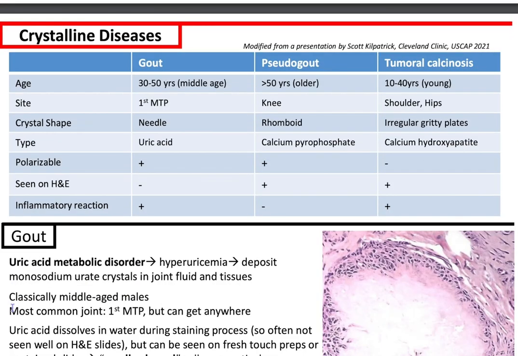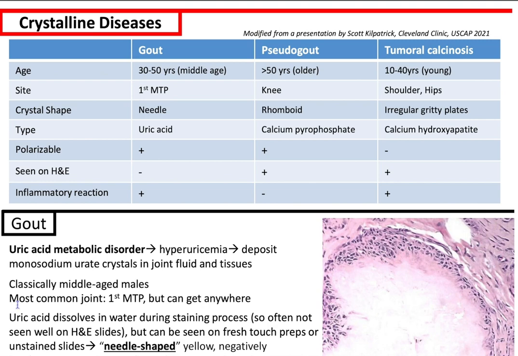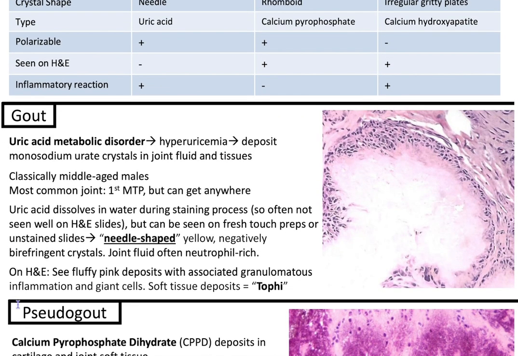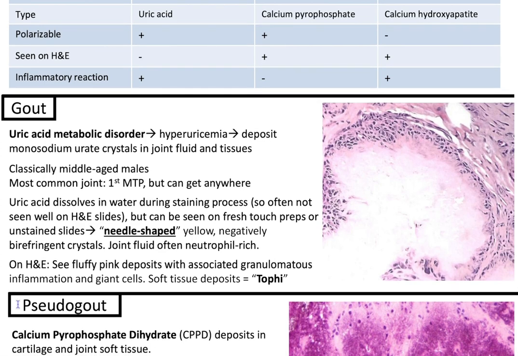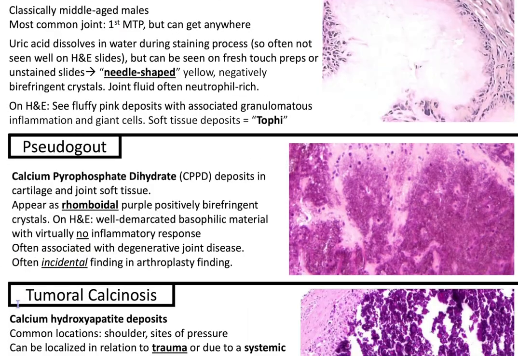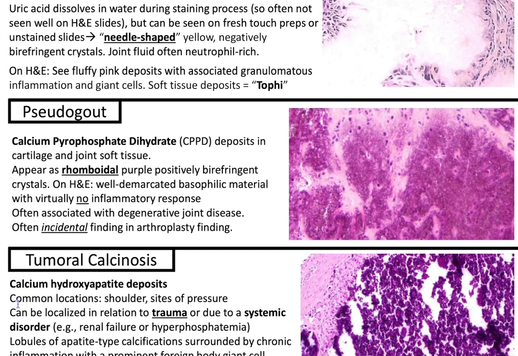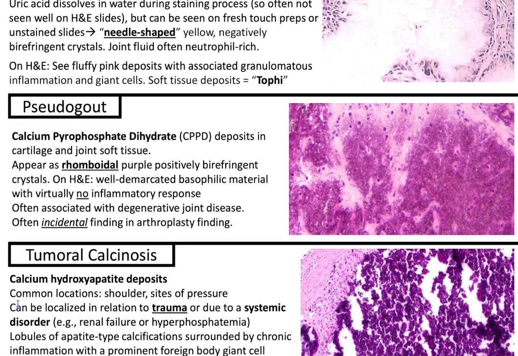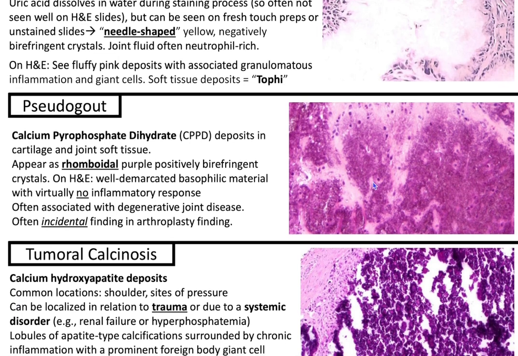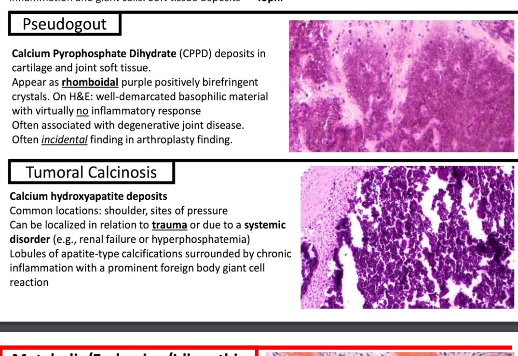We talked about crystalline diseases, gout, pseudogout, and tumoral calcinosis. Gout will be due to monosodium urate crystals, and they will be yellow, negatively birefringent. Pseudogout is calcium pyrophosphate dihydrate, CPPD crystals, and they're darker than your urate crystals. And then tumoral calcinosis, calcium hydroxyapatite.